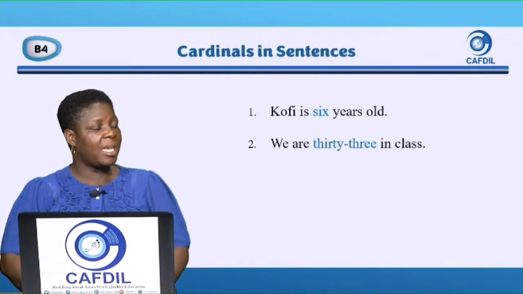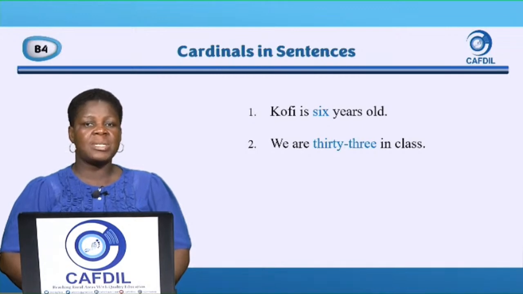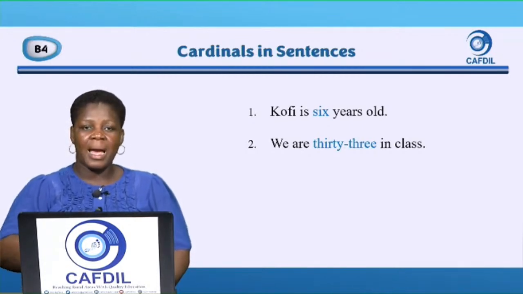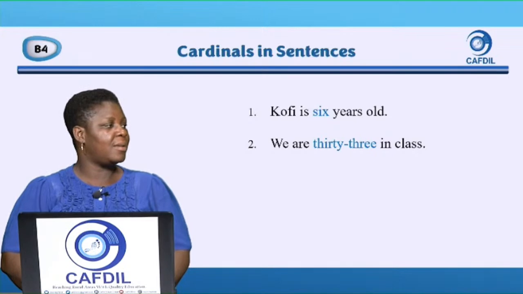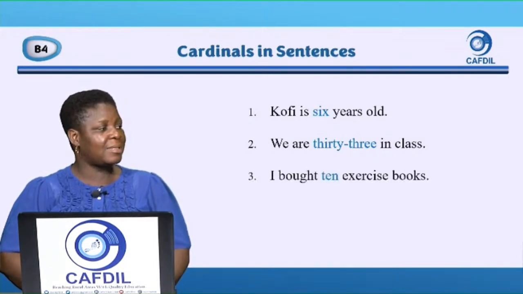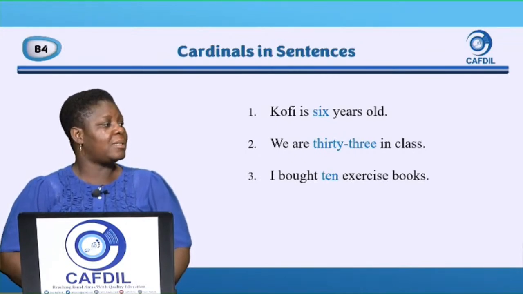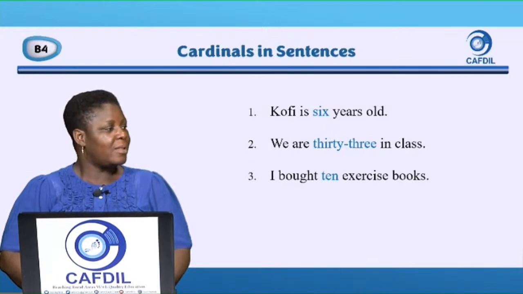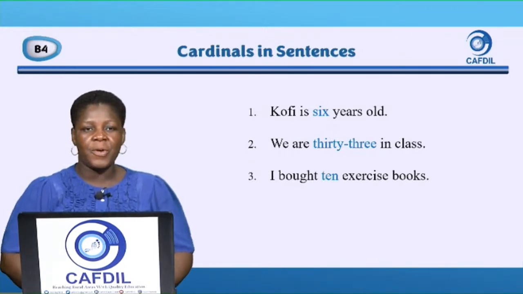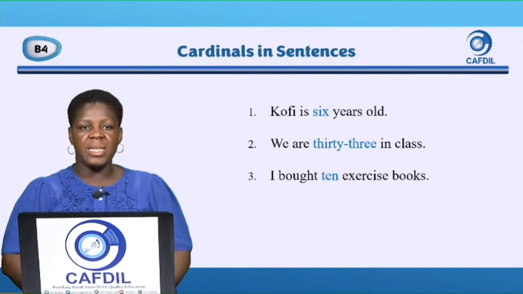We are 33 in class. 33 is telling the number of students or pupils in the class. It is telling how many pupils in a class. I bought 10 exercise books. 10 is telling us the number of exercise books he or she bought. The exercise books can be 2, it can be 4, it can be any number. So 10 tells how many exercise books he or she bought.